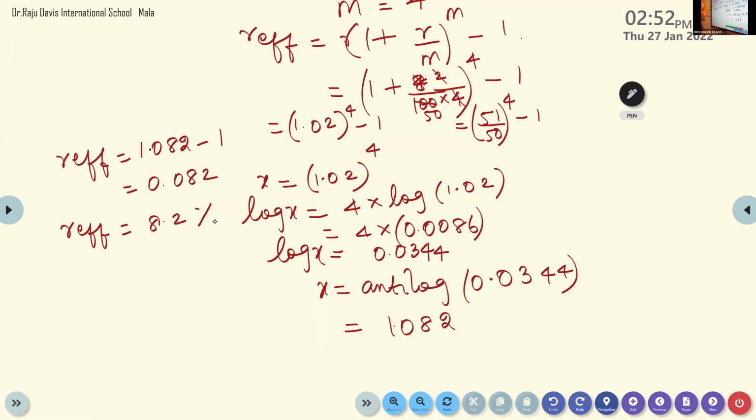Is it correct, Tomlin? Yes, ma'am. Okay, this one I used log. If you can do the calculation, you can do the calculation. Both are equivalent. When the power becomes very big, you can use log. That is easy.